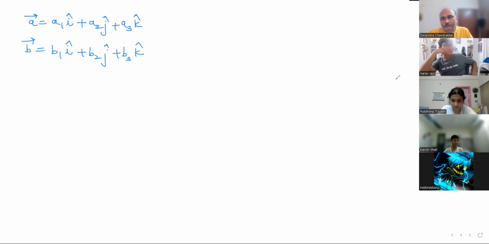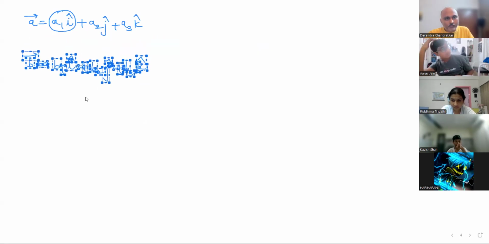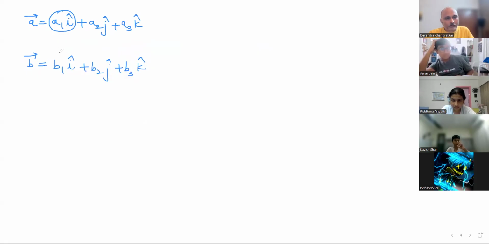There are two ways to do it. First, you take the first component of vector A and take its product with each of the components of vector B. I'll just do the first one. So I cross I will be 0. Yes or no? Because these two components are parallel to each other.